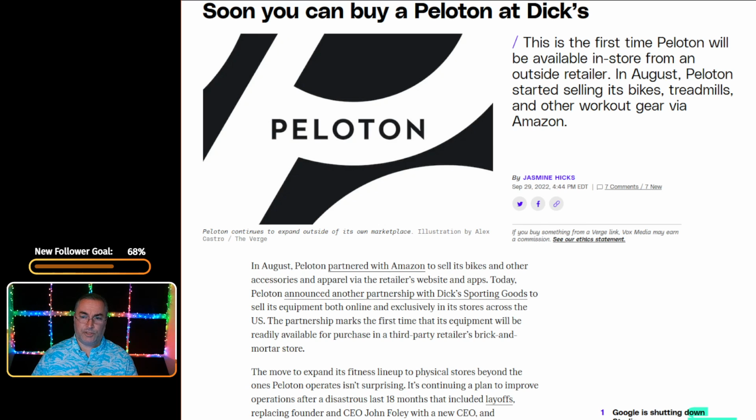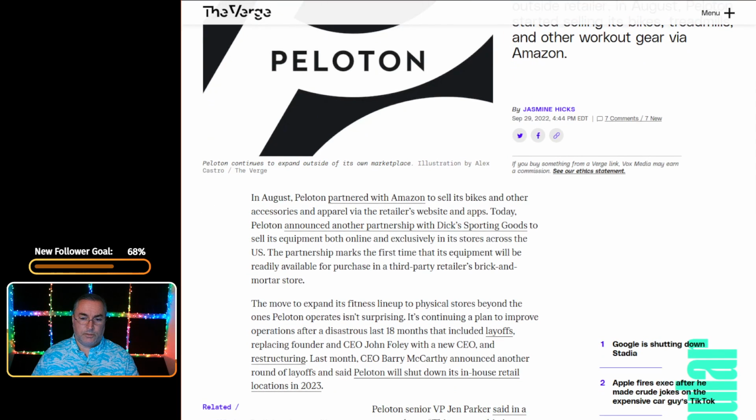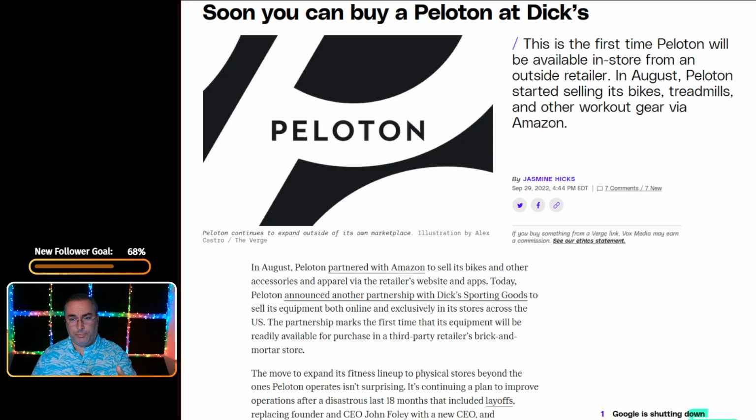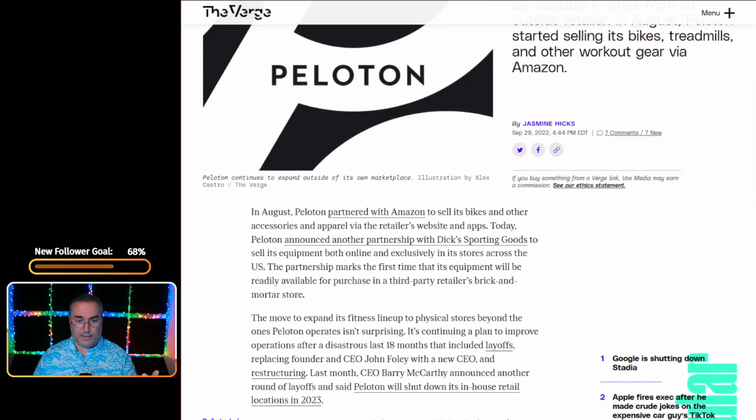In August, Peloton started selling its bikes, treadmills, and other workout gear via Amazon. I'm surprised that they don't. I guess other workout gear might be referring to the rowing machine they just released, which is several thousand dollars. Supposedly it's a good deal, but it has a massive carbon footprint. If you have it and your Peloton and even the treadmill, you're looking at close to 10 grand, I think.